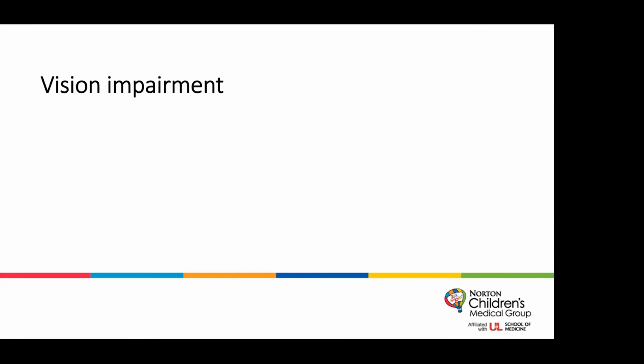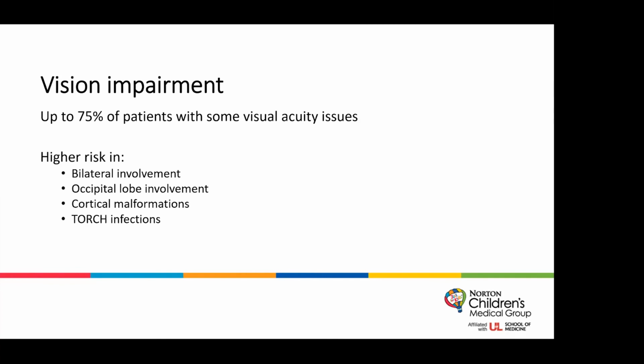Talking about visual impairment, 75% of patients with cerebral palsy will have some visual acuity issues. It is an important thing to recognize early and can be difficult to recognize early. A couple of risk factors are patients who have bilateral brain involvement, more likely to have visual impairment. Patients who have occipital lobe involvement, so that's the vision center of the brain. Patients with brain malformations, and then TORCH infections.